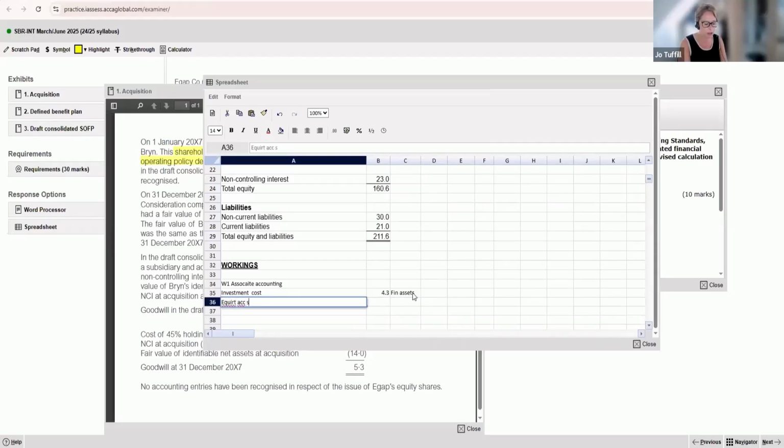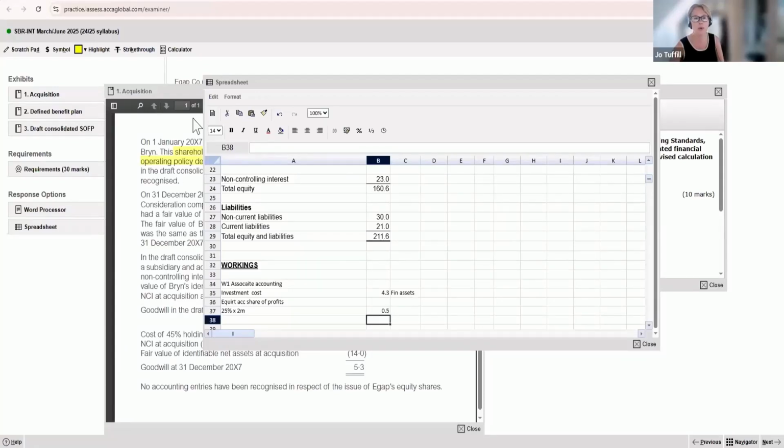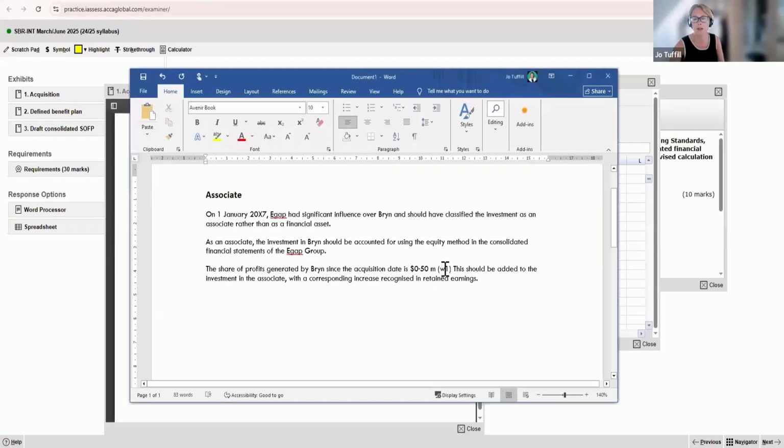And so we need to do our share of profits. That is basically going to be 25% times the 2 million. So we just simply put in 25% times 2, and therefore that's the 0.5 which I referred to in my Word document. Let's bring it back up. So you see 0.5 million, working one.